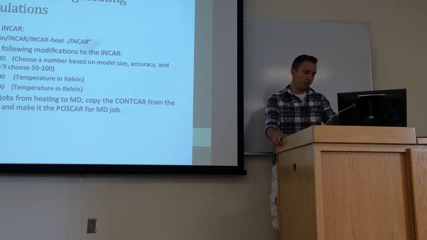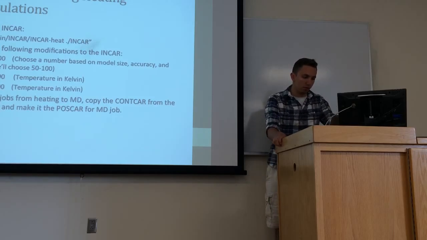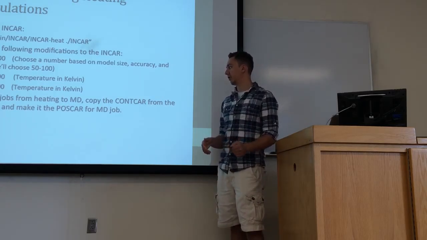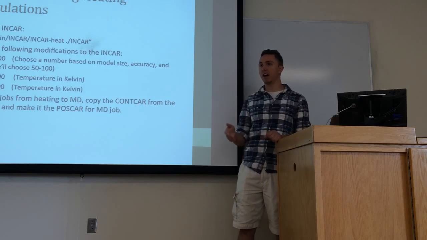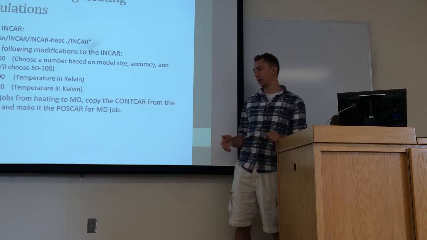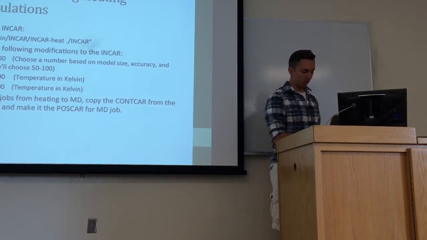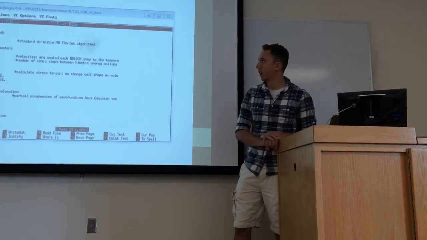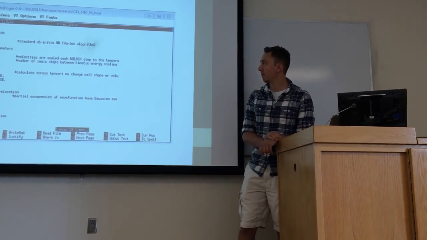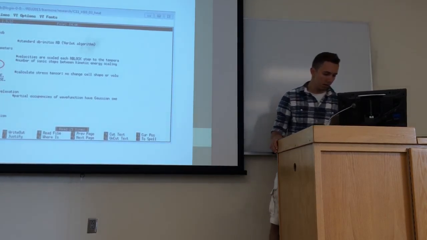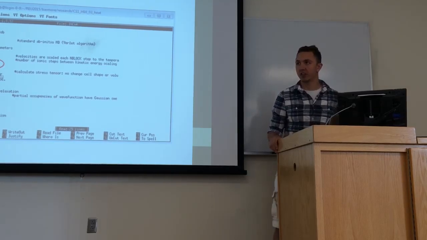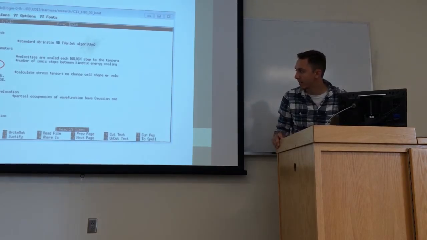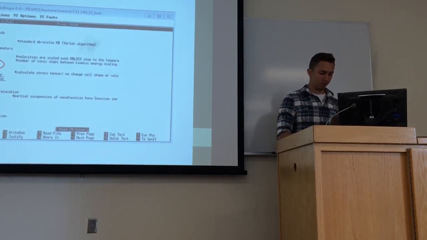And then a little important part at the bottom: moving from heating to molecular dynamics, what you need to do is take your CONTCAR from the heating file and make that your POSCAR for the molecular dynamics job. This is just a screenshot of what it looked like in the nano file when you're inputting that. You have your temperatures right here that you change. I changed mine to 1500, and then you have your NSW, and I changed that down to 50.